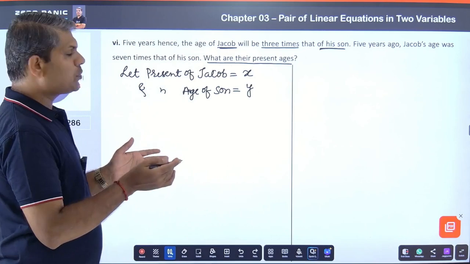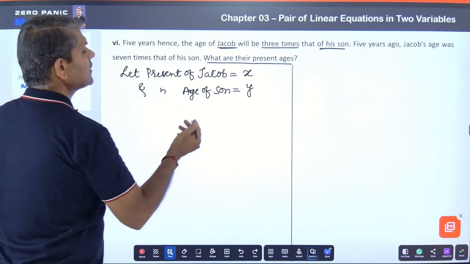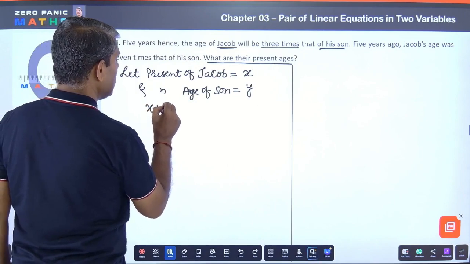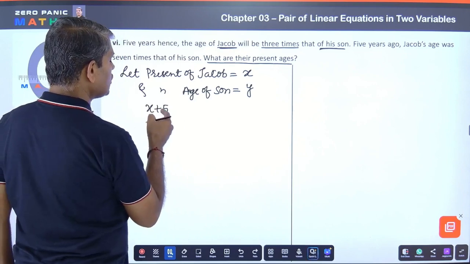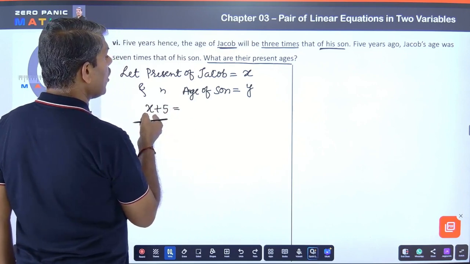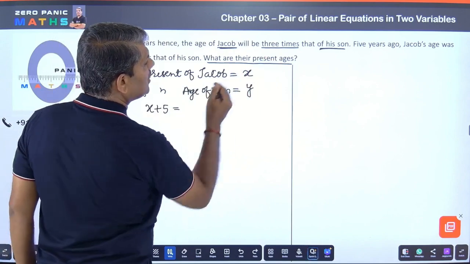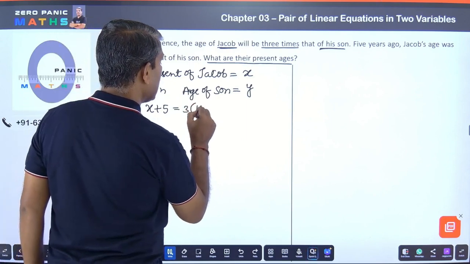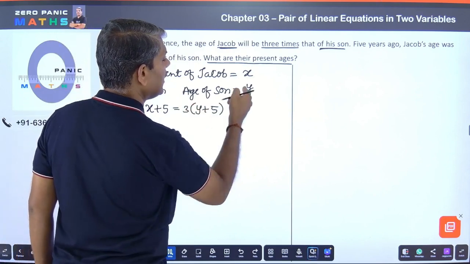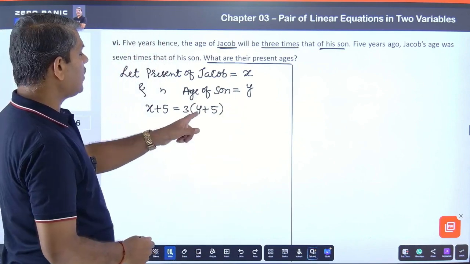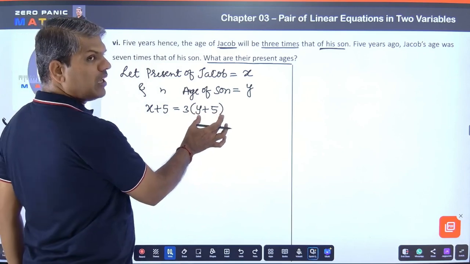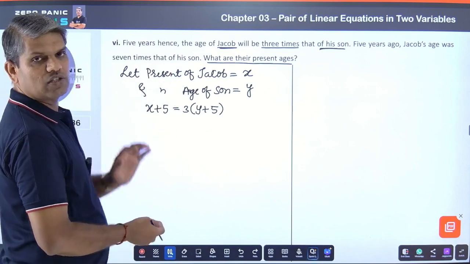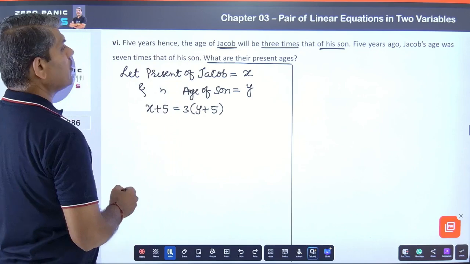I will not explain this more because we have seen already such kind of problems. So what is given? The first one is 5 years from now, that is x plus 5. This is the age of Jacob, and it will be 3 times the age of his son after 5 years. Currently it is y, then after 5 years his son's age will also be y plus 5, and it is 3 times. So this is our first equation.